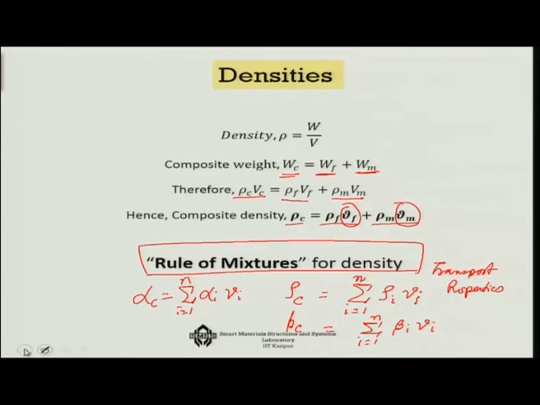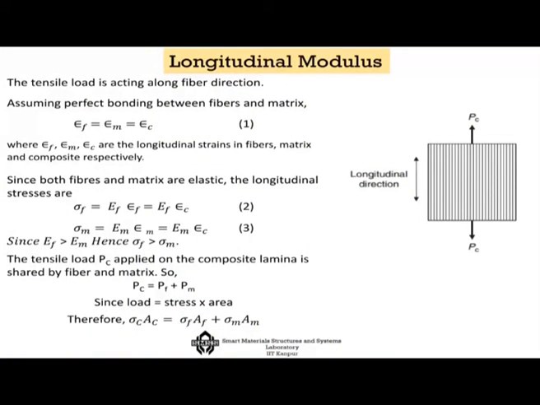Like strength and stiffness, for them there are special formulas. For example, if I consider the longitudinal modulus, and you assume perfect bonding between fiber and matrix, then the strain in the fiber equals the strain in the matrix, which is the strain in the composite. In this case, for the longitudinal modulus, you have fibers and matrix as if they are two different springs in parallel. I can show it through this example: this spring is for the fiber and this spring is for the matrix. If I apply the load, the entire load is shared between the two springs, one the fiber and the other the matrix.